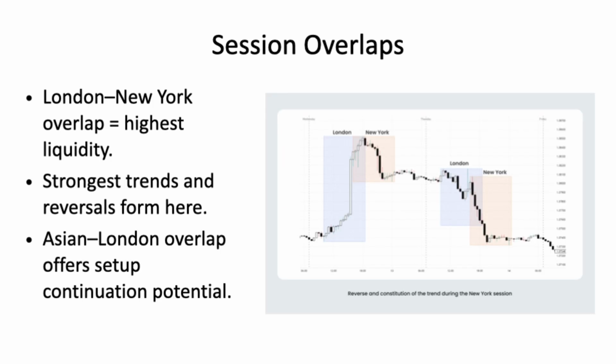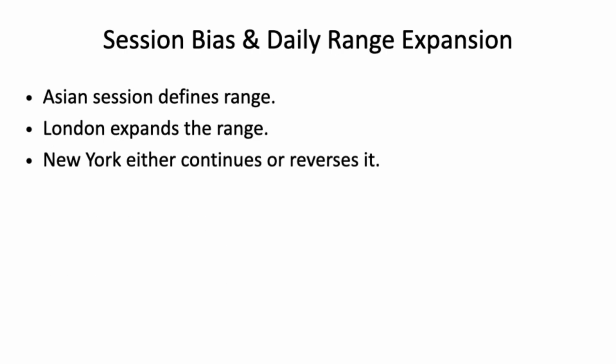This brings us to a critical point: session overlaps. The London-New York overlap is the most liquid and volatile period of the entire trading day. This is when you get the strongest, cleanest trends. It's prime trading time. You can think of the daily cycle like this: Asia defines the range. London expands the range. New York either continues or reverses that expansion. Understanding this flow helps you understand the market's narrative for the day.